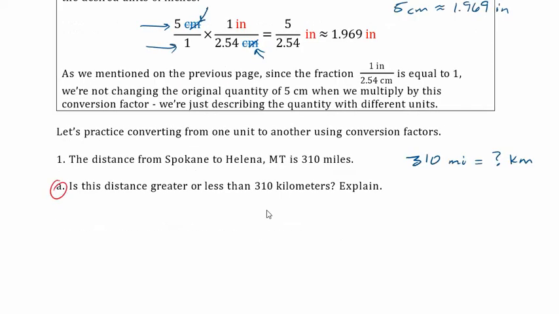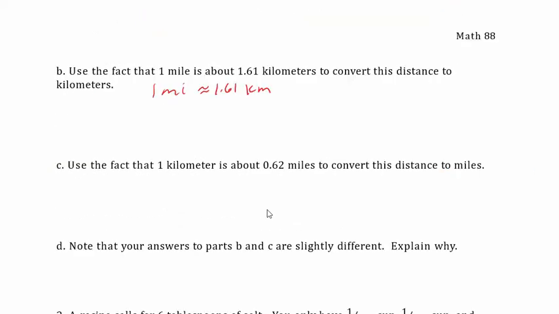All right, so what was it again? 310 miles. So remember, the first step is we're going to take the 310 miles and we're going to put that over 1. Now we're going to multiply by our conversion factor written as a fraction. We have two ways we can write it as a fraction. We have to figure out what we want to put in the numerator and what we want to put in the denominator. You got it?